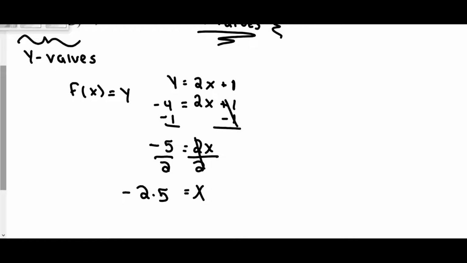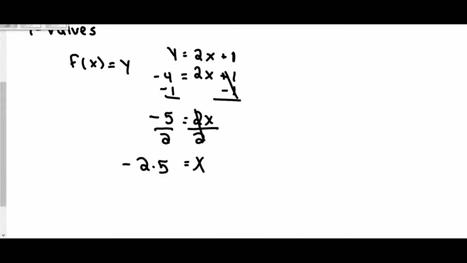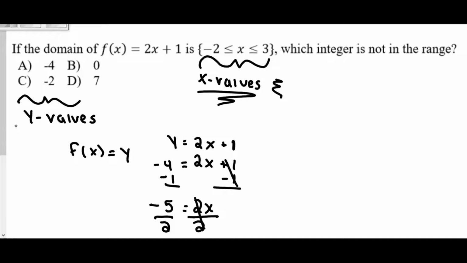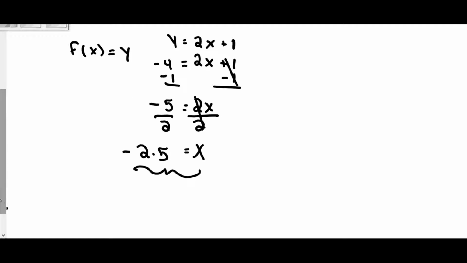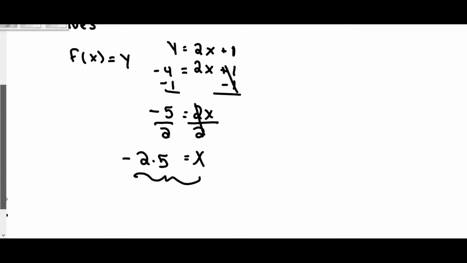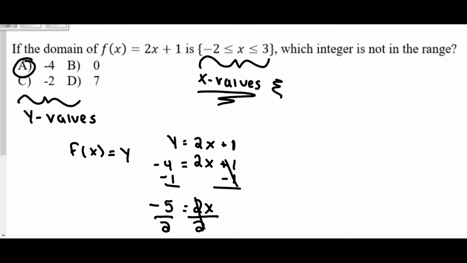So I set my equation equal to my first y value, which is negative 4, and I solve for x. Basically I'm just trying to see what x value will make my function negative 4, and I want to see if that x value falls inside my domain. Now, negative 5 over 2 simplified, in decimal form, is negative 2.5. And if we go back up to our original domain, it stops at negative 2. Negative 2.5 would fall outside of our domain set. So we know that if negative 2.5 is not in our domain, negative 4 can't be in our range.